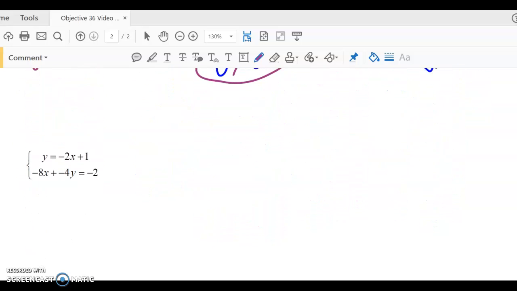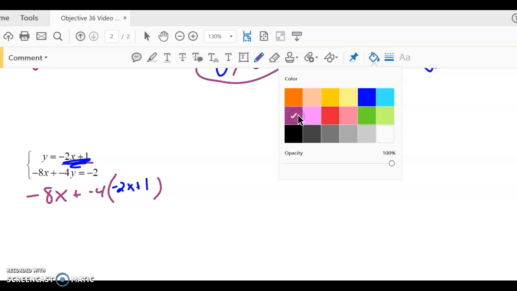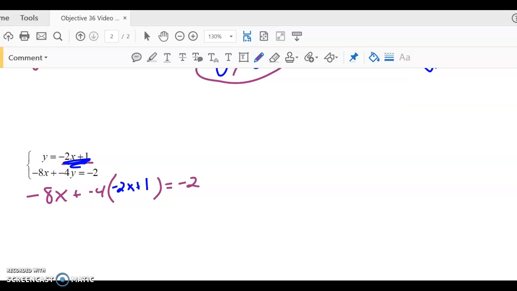Another example, I went ahead and gave you y equals negative 2x plus 1 and negative 8x plus negative 4y equals negative 2. So we substitute negative 2x plus 1 in for the y variable in the second equation. We'll have an equation that looks like this. Negative 8x plus negative 4 times negative 2x plus 1, that's this, equals negative 2. And we distribute, so we get negative 8x, distribute, positive 8x, negative 4 equals negative 2. Again, negative 8x and positive 8x are going to cancel.